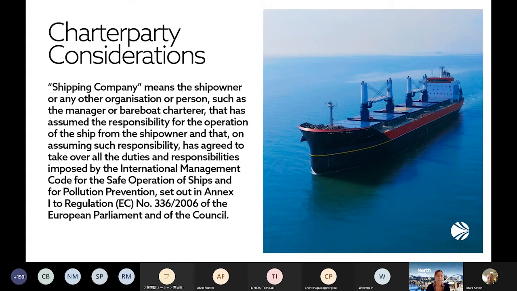So, as you'll see, the responsibility for compliance is on the owners, or if that vessel is chartered out on a bareboat charter, then it's likely to be the bareboat charterers who will have assumed the responsibility under the ISM code. That said, given that it's the charterer's use of the vessel that determines where the vessel trades, it's understandable that owners or bareboat charterers are likely going to want to pass down the cost of compliance onto their charterers.